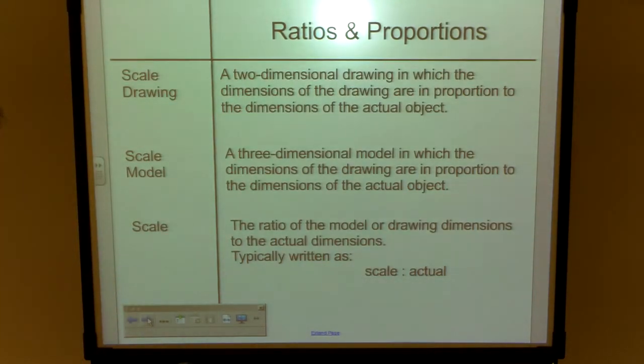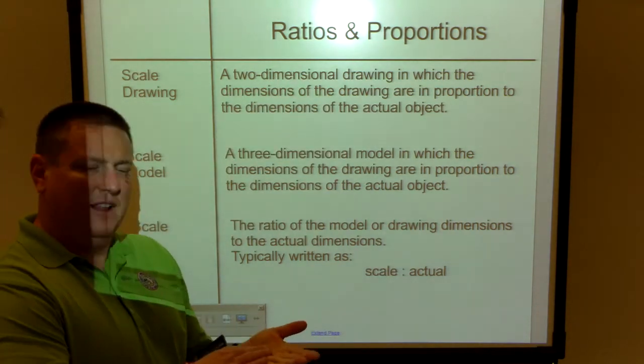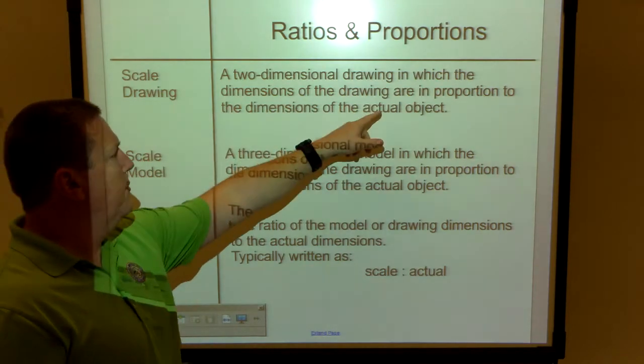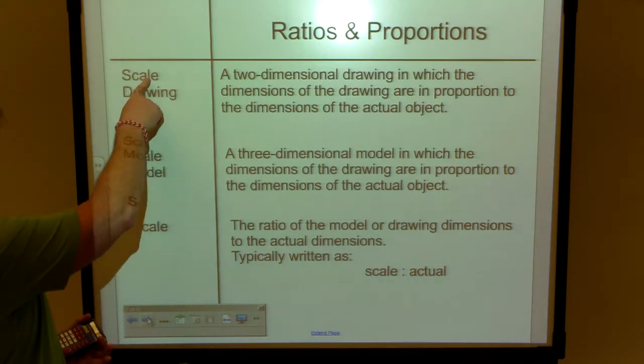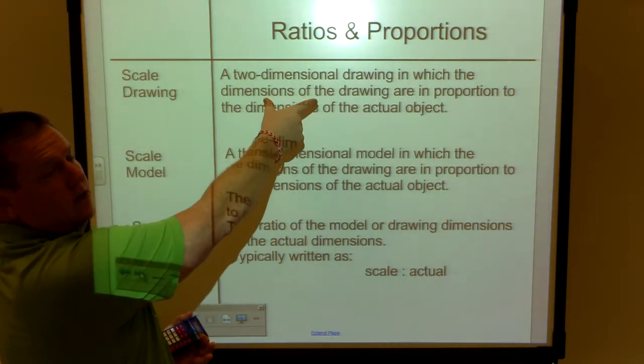Also related to ratios and proportion are something called scale drawings and models, and then something called the scale. Well, a scale drawing is simply a two-dimensional drawing. That means it's a flat drawing in which the dimensions of the drawing are in proportion to the dimensions of the actual object. Okay, so we can create a proportion between the dimensions of the drawing to the dimensions of the actual object. A scale model is essentially the same thing as a scale drawing, only it's a three-dimensional figure instead of a flat two-dimensional drawing.